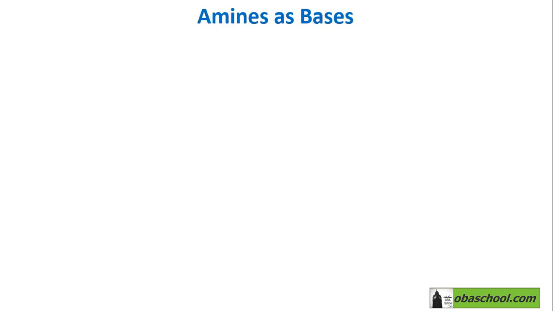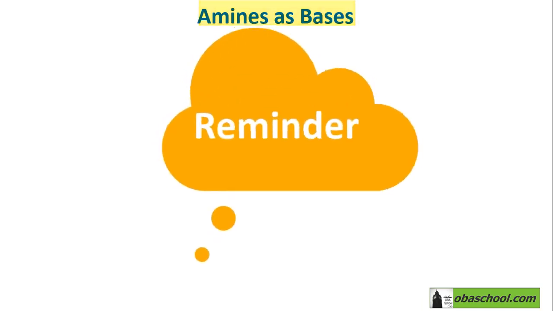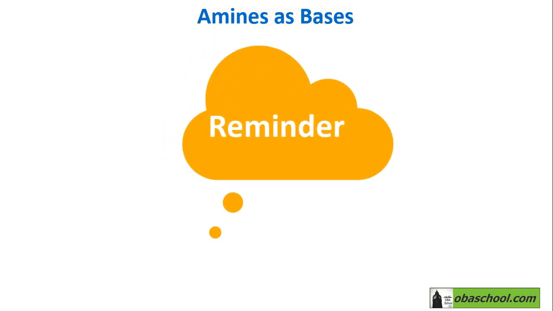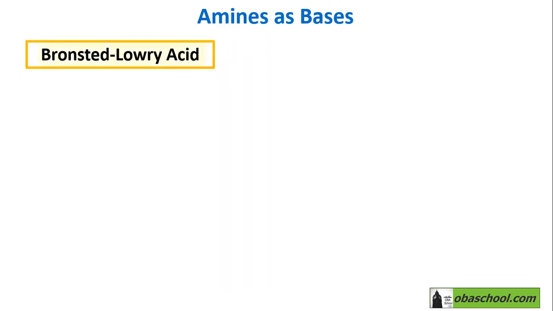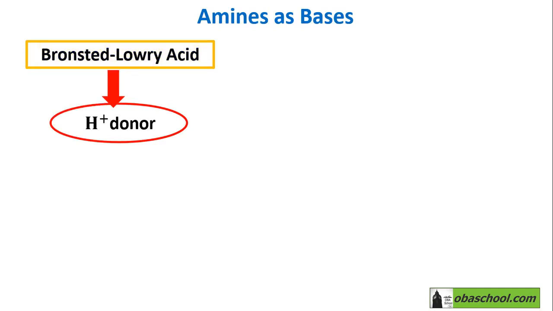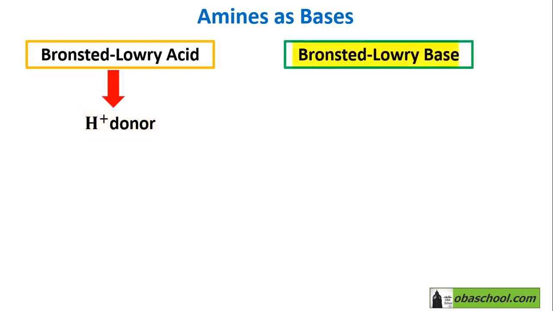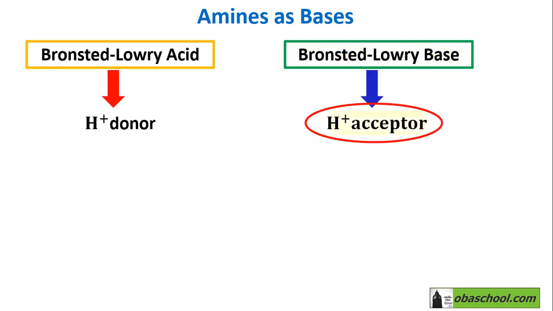Let's examine the first idea, which is amines as bases. Before we go inside this idea, we will remember something. We know that a Bronsted-Lowry acid is an acid that has the ability to donate a proton. So a Bronsted-Lowry acid is a proton donor, H+ ion donor. However, Bronsted-Lowry bases do the opposite. They are proton acceptors, so they accept H+ ions.